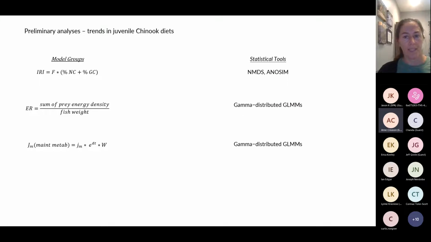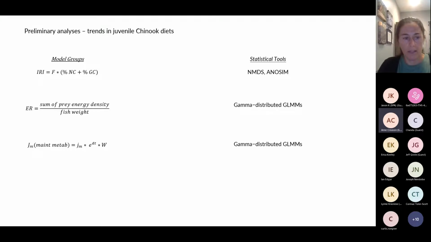So the second half of my talk is going to be on preliminary analyses I have started, having to do with trends in juvenile Chinook diets. On the left are three model/data groups, and then on the right are statistical tools used to analyze them.